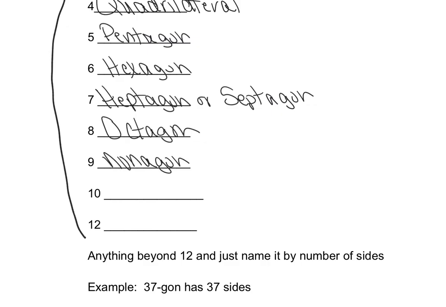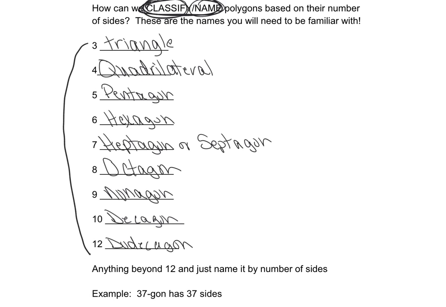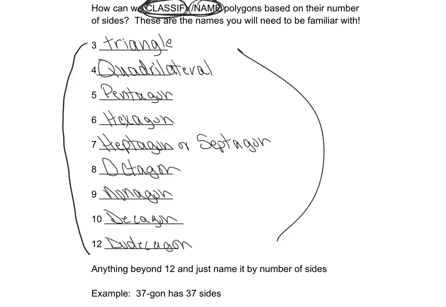Okay. 10, if you remember some prefixes, maybe from science with deca, deci, things like that, or a decade has 10 years in it. 10-sided figures is a decagon. Okay, and then 12, we skip 11 because that's a very uncommon one that you would ever have to know the name of. And then 12-sided would be dodecagon. Okay, so these are the ones that you need to know.